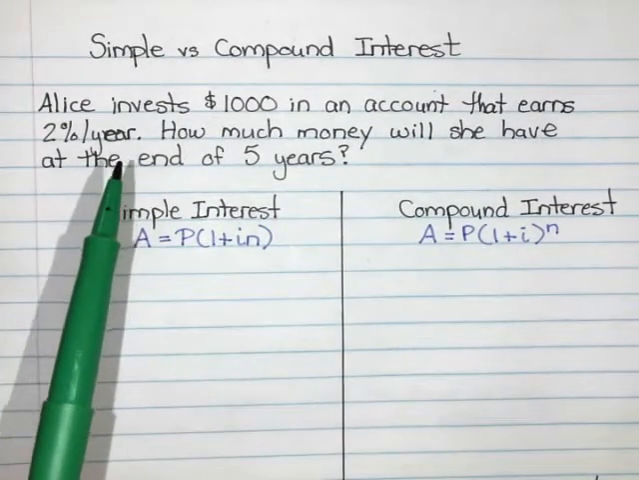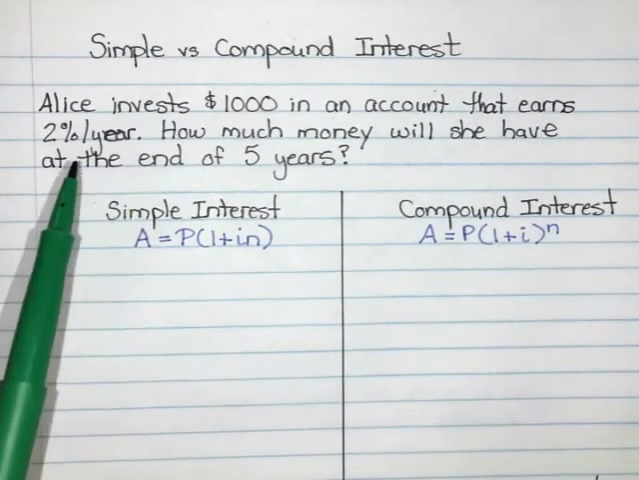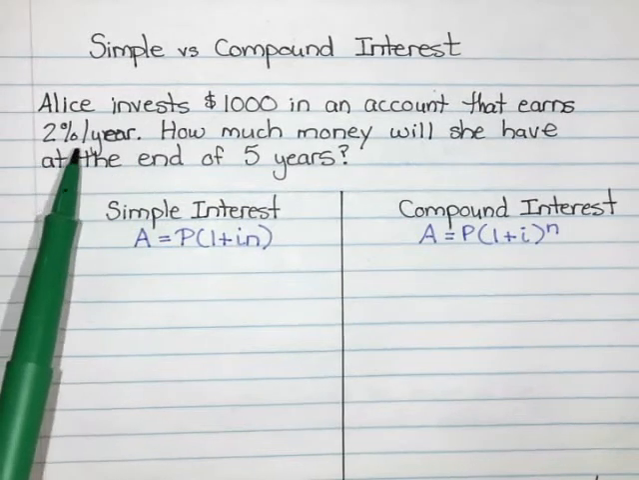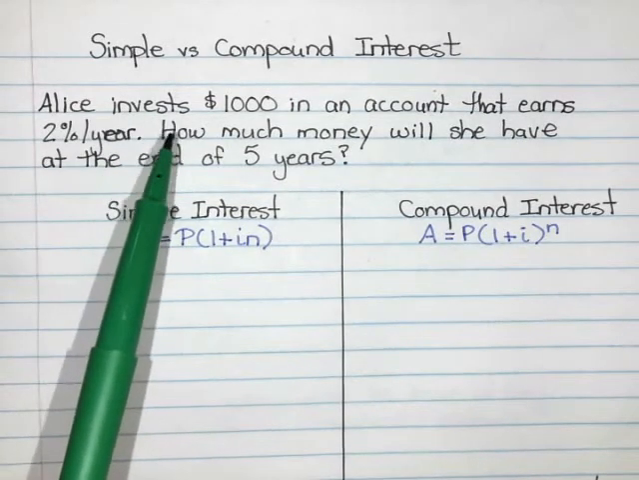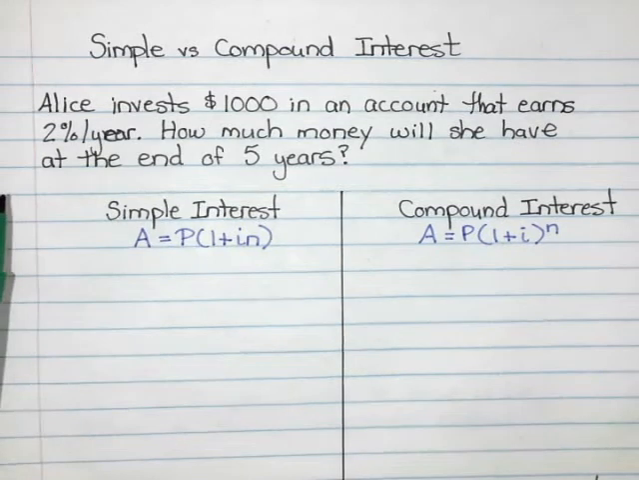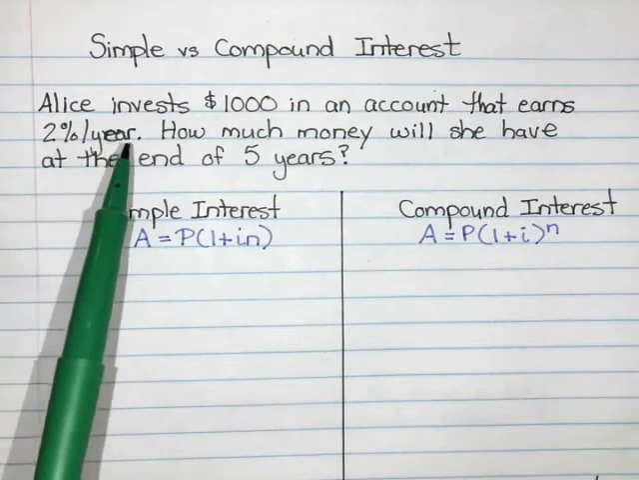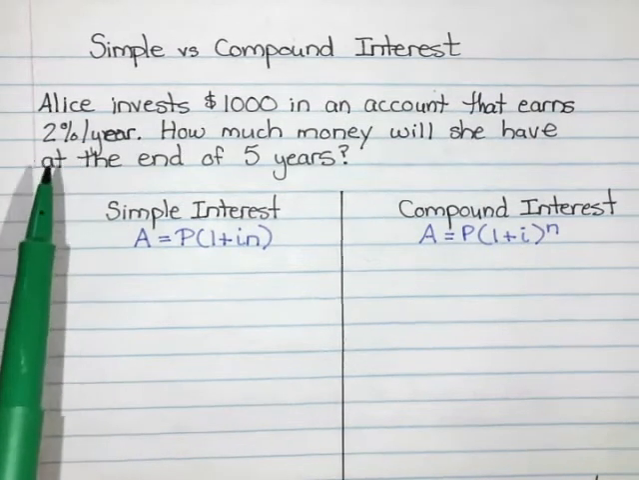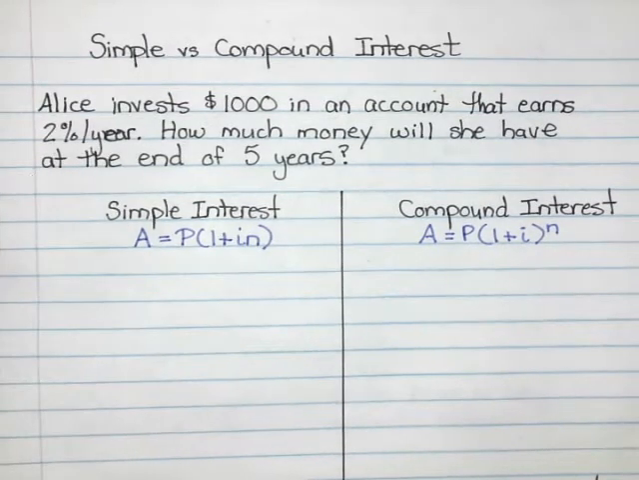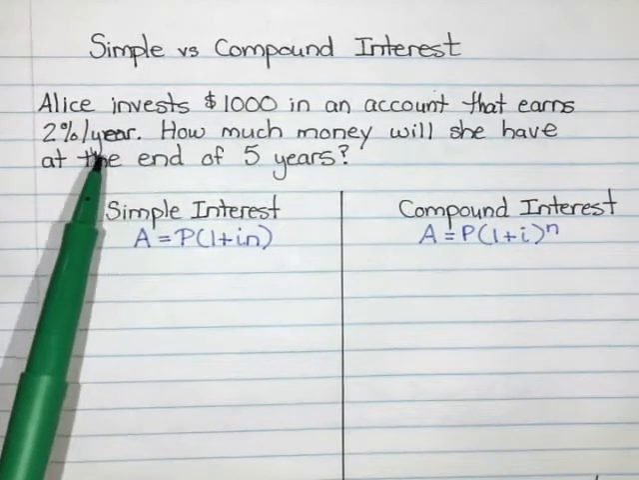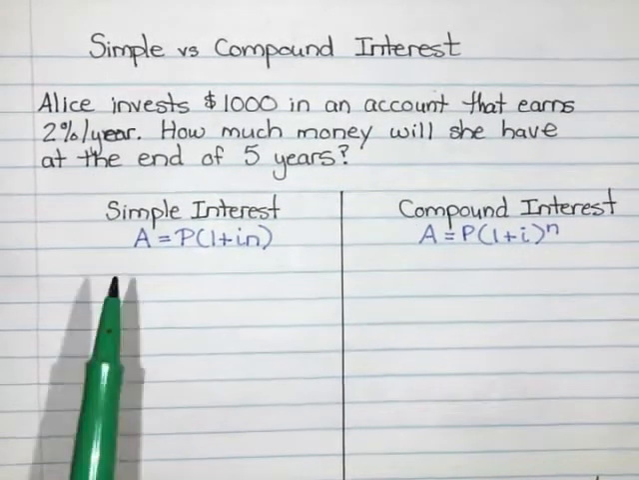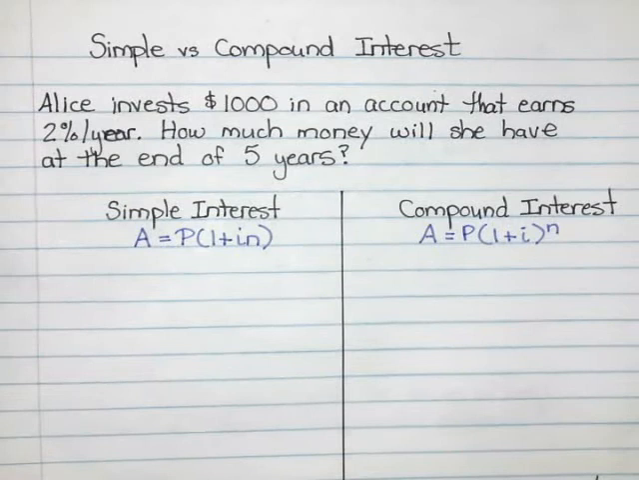Now, when we did simple interest 2 days ago, all of those questions would have said 2% per year simple interest. And when we did compound interest yesterday, it would have said 2% per year compounded, and then most of our questions were compounded annually. So it doesn't say simple, it doesn't say compound, and that's because we're going to do it 2 different ways and see which way gives us more money.